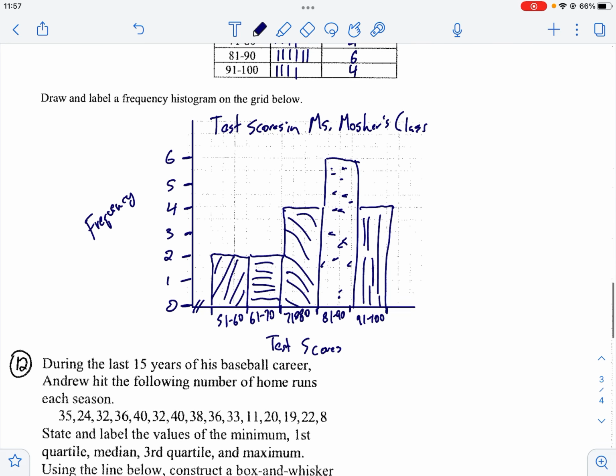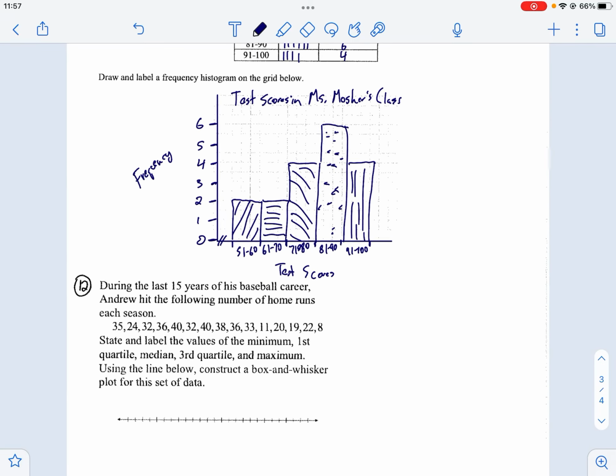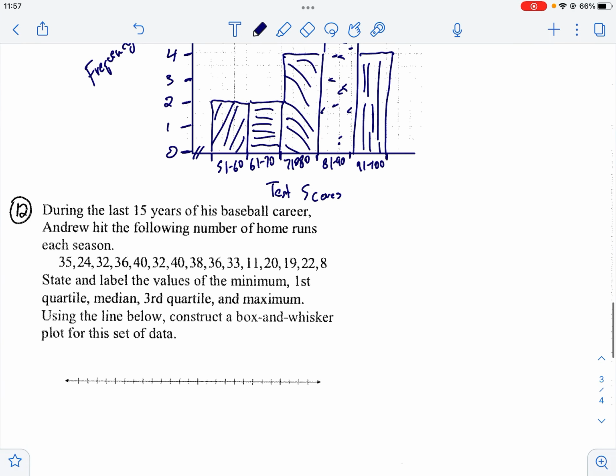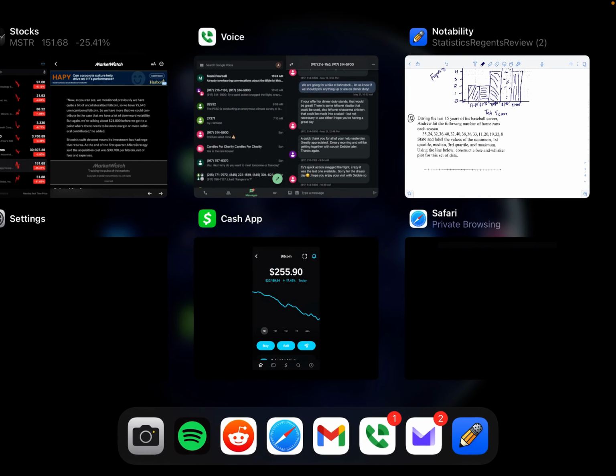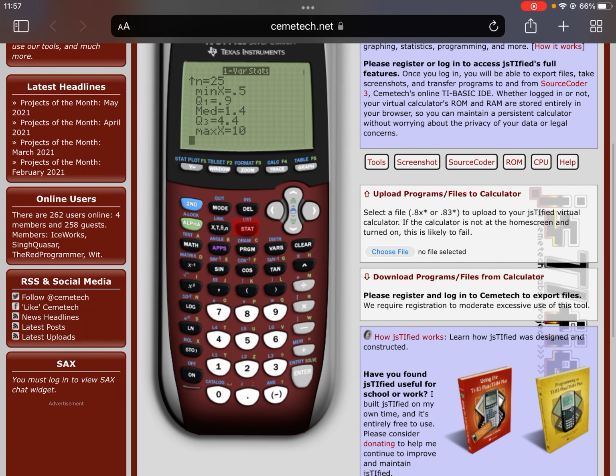Alright, for our last problem, we're asked to find the values of the minimum, first quartile, median, and max, and then make a box and whisker plot. So just like before, when you have a set of data like this, the best way to do it is to put it all into our calculator. As a reminder, you can clear out a list by going up and pressing clear.